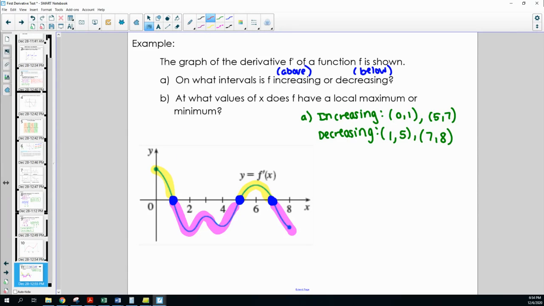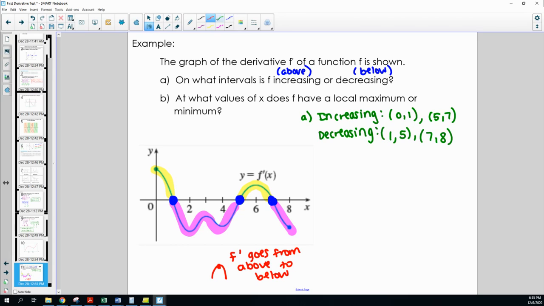So in order to figure out where it is a local maximum, so I'm just going to draw this here. So I have a maximum if it goes from increasing to decreasing. So increasing means the derivative is above the x-axis. So when you're looking at the derivative graph, if it's going from above the x-axis to below the x-axis, that means that you're going to have a maximum. So I'll write that here. F prime goes from above to below.